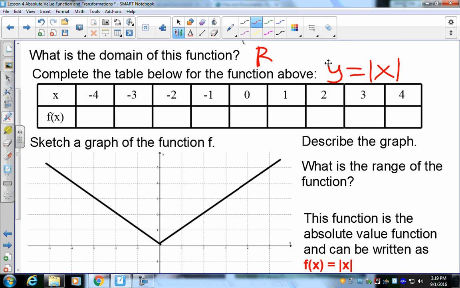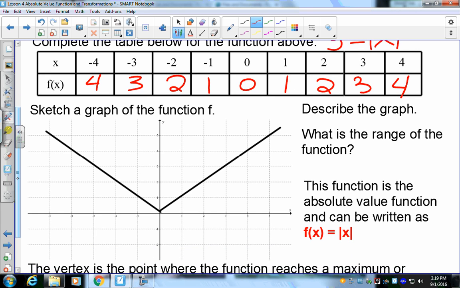So remember, taking the absolute value. If I plug in -4 and take the absolute value, I get +4. When I plug -3 into the absolute value of x, I get +3. The absolute value of -2 is +2, then 1, 0, and we can complete the pattern. All right, so those are my outputs. No matter what value of x I plug in, positive or negative, to the absolute value of x, I get a positive value.